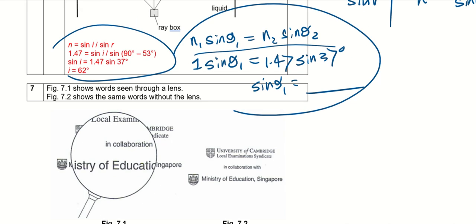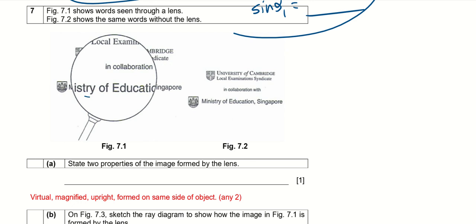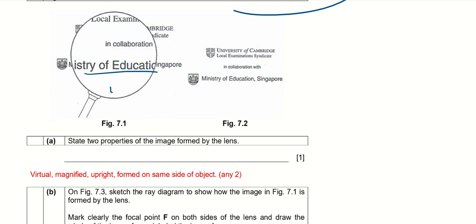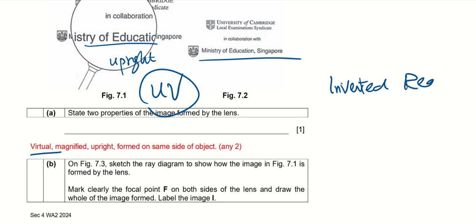Question 7 shows the words seen through a lens. 7.2 shows the same words without the lens. So you find that it is actually magnified, right? And it is also upright. It is the same orientation as this. So what are the two properties? It is virtual because it cannot be projected on a screen. So if it's upright, it definitely is virtual, UV, like your ultraviolet. If it's inverted, then it must be real. So this is your IR.